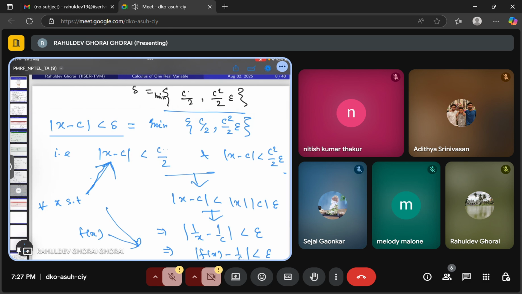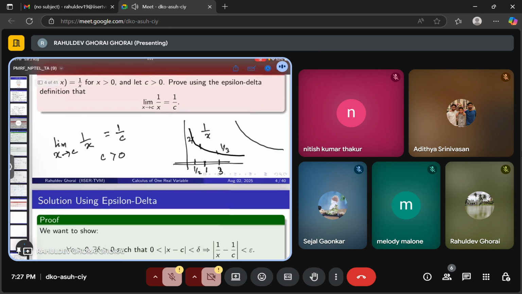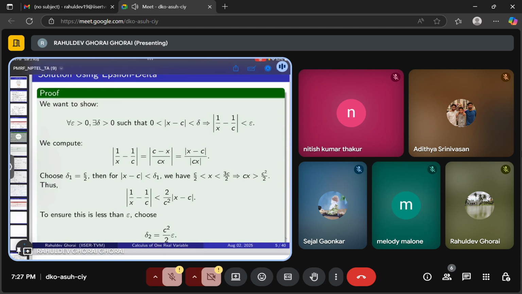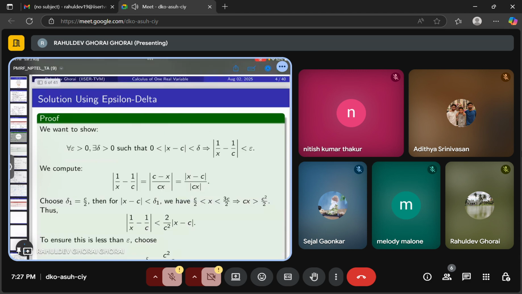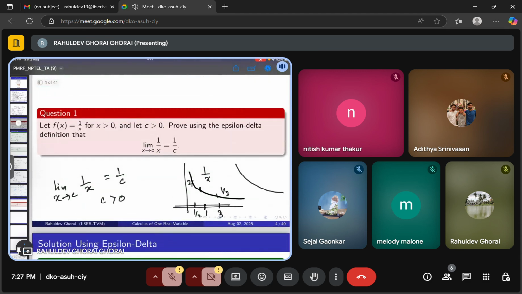Do you understand this question, this answer? The explanation is also written here. And that is question one: how precisely you prove this limit, the limit as x tends to c of 1 by x is equal to 1 by c. Why is it so? Any doubt here? If you did not understand at some stage, just stop me and ask, okay? Otherwise, now also you can ask. It is a little difficult. Is it a little difficult?